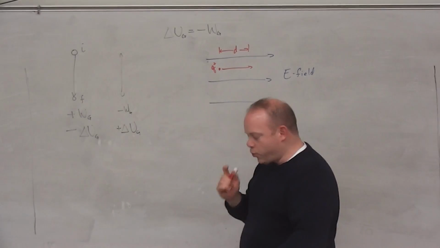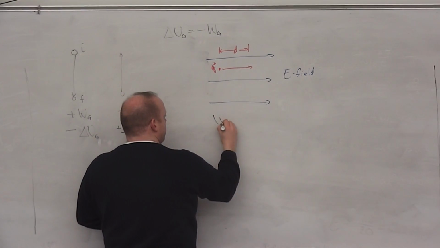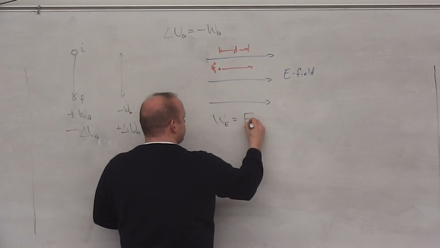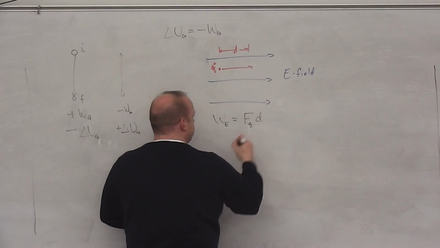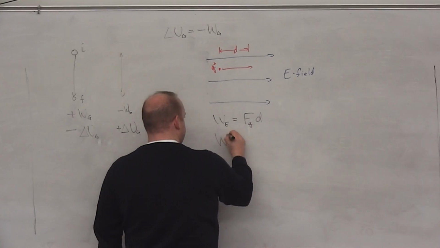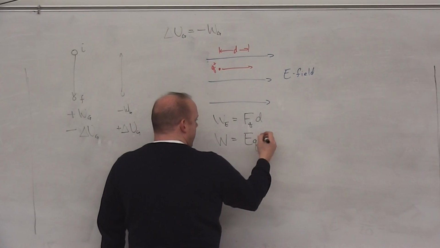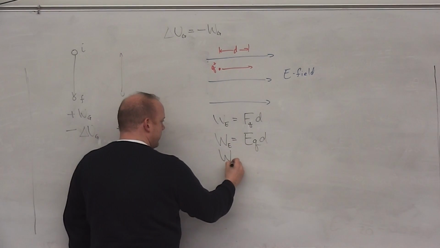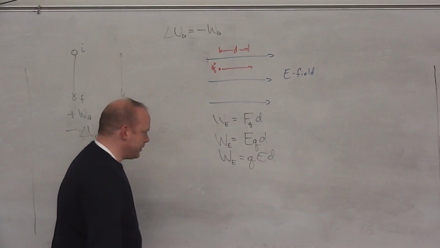Well, now the work done on this charge by the electric field will equal the force on that charge q times the distance. Well, now the force on that charge q is equal to EQ times that distance d. And a lot of times we'll see this as the work done by the electric field is equal to Q times the electric field times distance d. I don't know why I wrote it in that direction before.